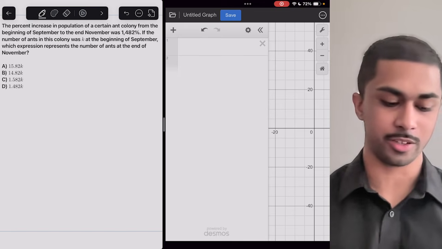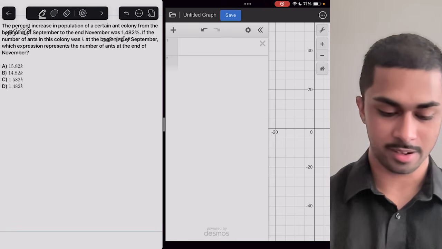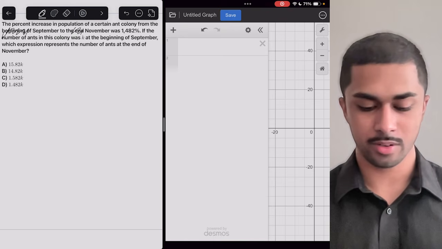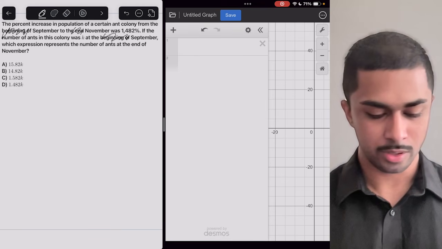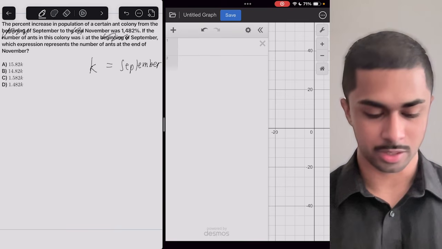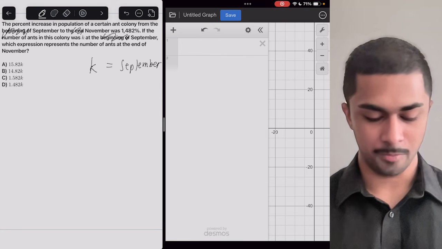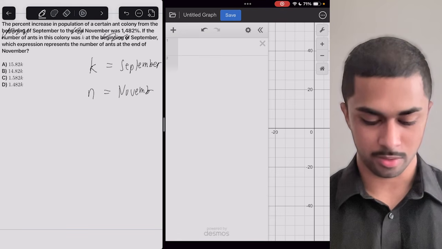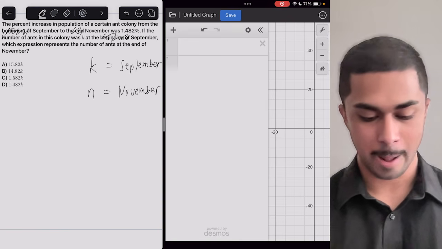So the SAT loves to try to throw you off by saying like beginning of September, beginning, end. Don't worry about any of that. Just think September and November. Let's label September as a certain variable. In this case, K is actually equal to September. So we don't need to assign a variable to that. Now, November, let's do N for November. Again, the reason why we did K is because there's already a variable for September.